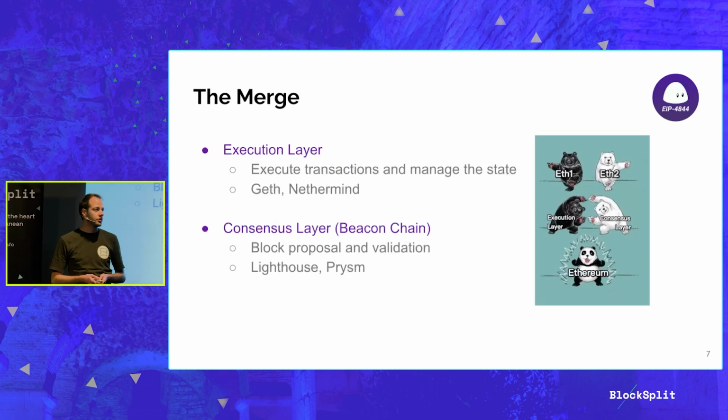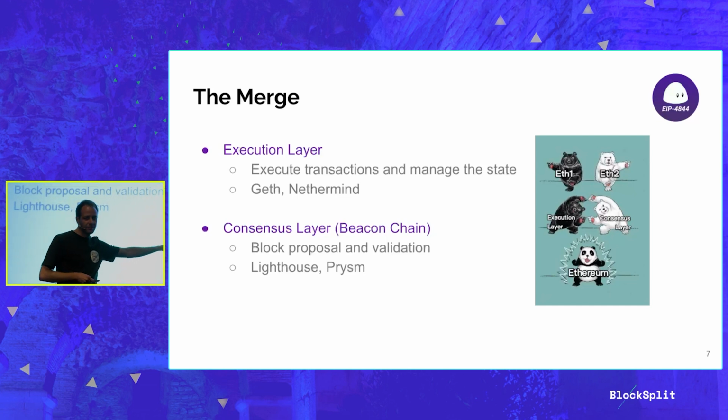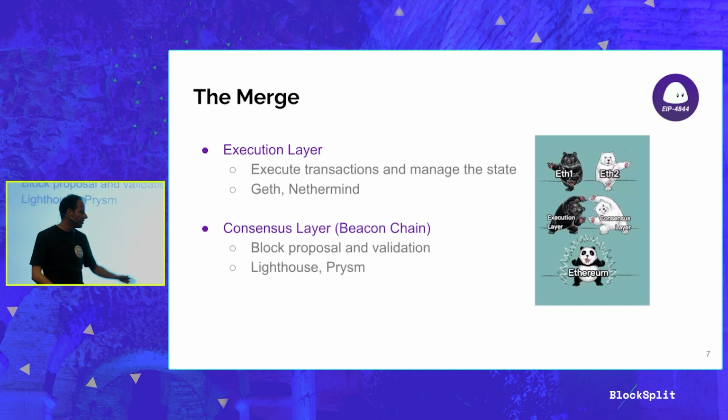So the merge. We had the execution client that is responsible for executing transactions and storing the state. And we added another layer, the consensus layer, that is responsible for proposing blocks and validating those blocks. Here we have a popular Panda meme. It comes from the merge, when we had one layer, added another layer, they merged, and we got the popular Panda and Ethereum 2.0.